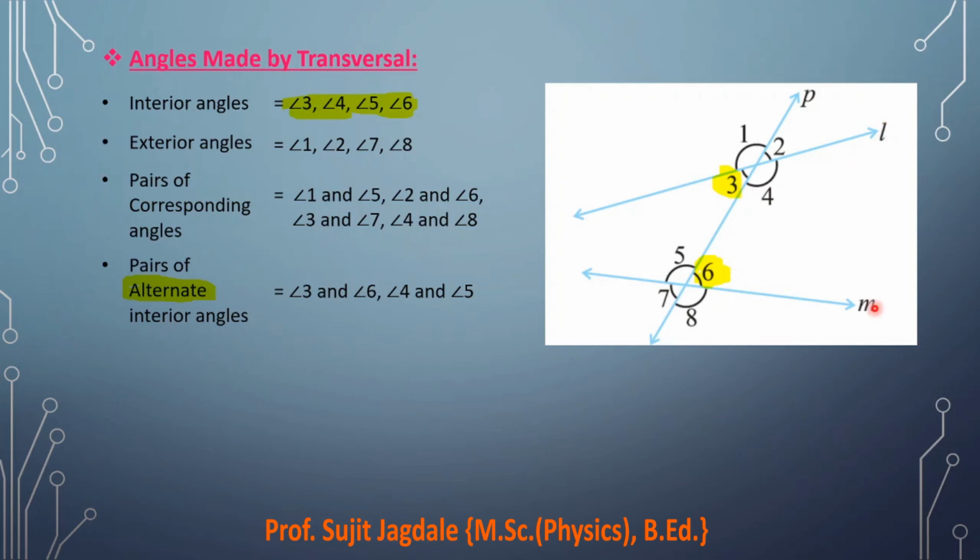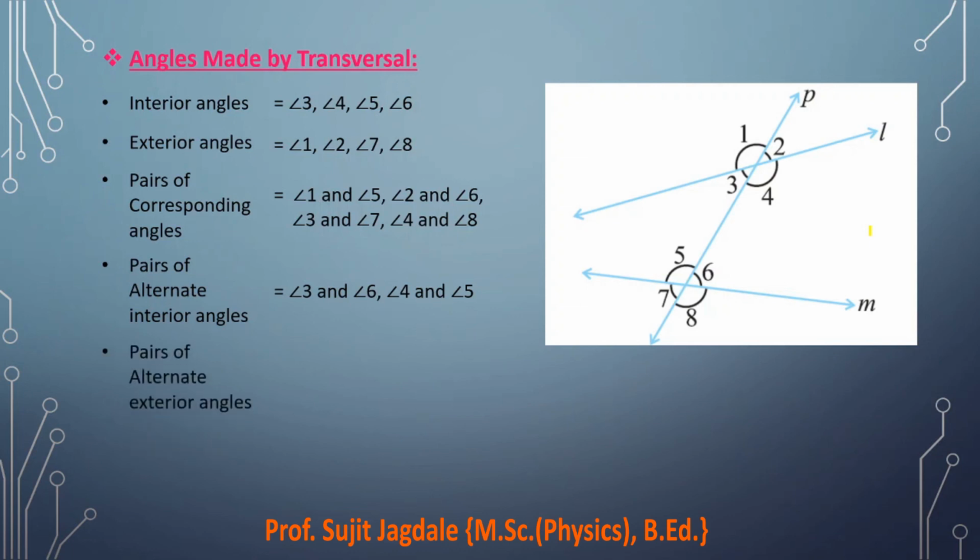They are between L and M. And the second pair is 4 and 5, which is again alternate. You can see below, above, then right, left. So again it is a pair of alternate interior angles. Alternate interior angles have two pairs.